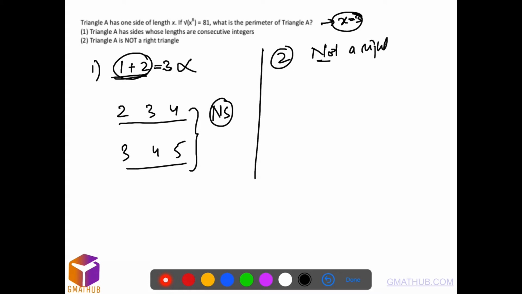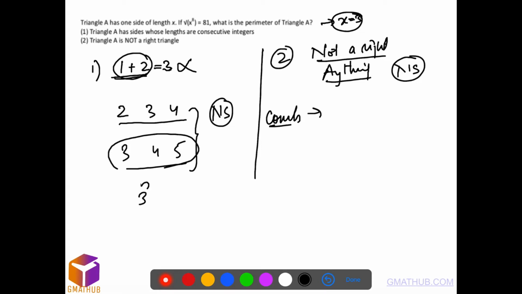Second one says it's not a right angle triangle. So not a right angle triangle means it could be anything actually. There could be infinite possibilities. So this alone is not sufficient. If we combine the two, and if you see 3 4 5 is a right angle triangle.